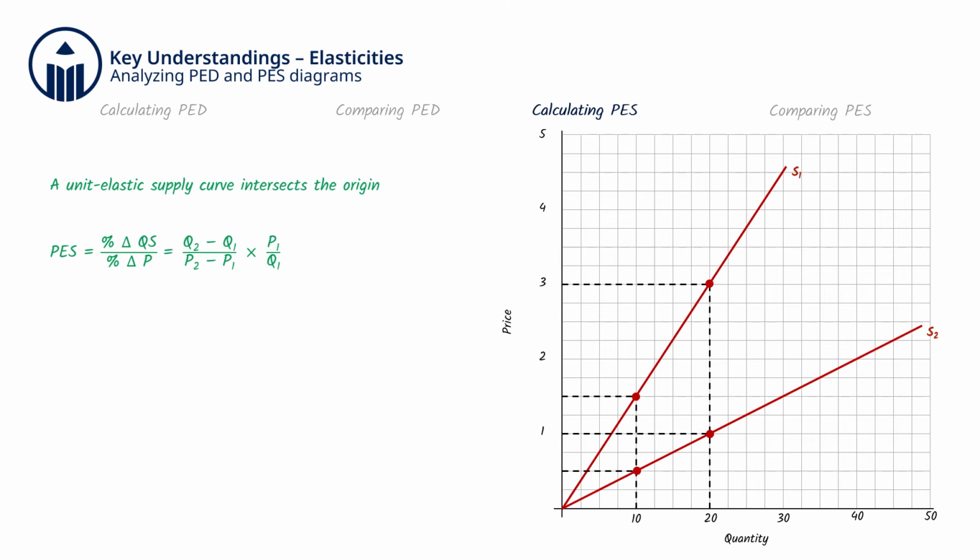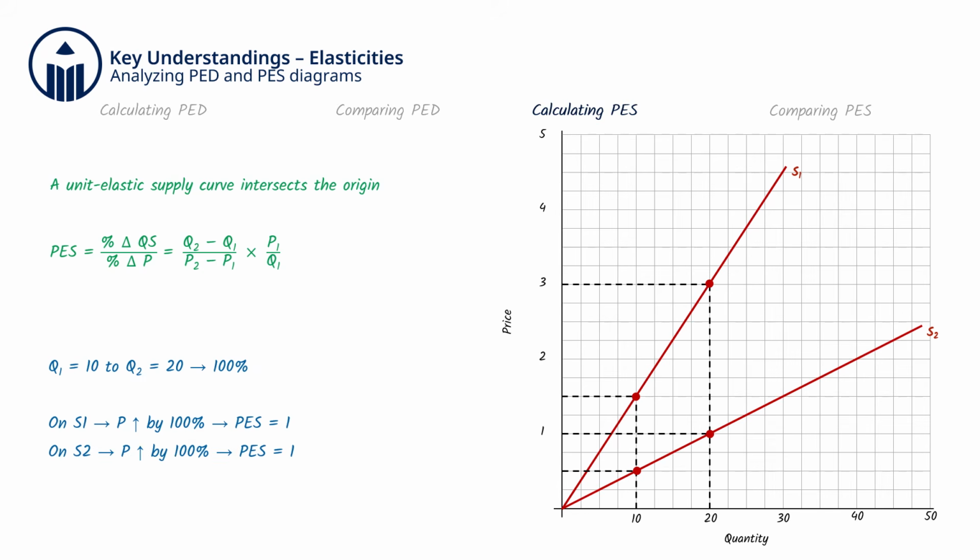What about the shape of a unit elastic supply curve? Have a look at these two supply curves, and let's calculate the PES between 2 points on each curve, with the same percentage change in quantity, from 10 units to 20 units, which is a 100% increase in quantity. On S1, an increase in price from 1.5 to 3 is a 100% increase in price, giving us a PES of 100% divided by 100%, which is equal to 1.